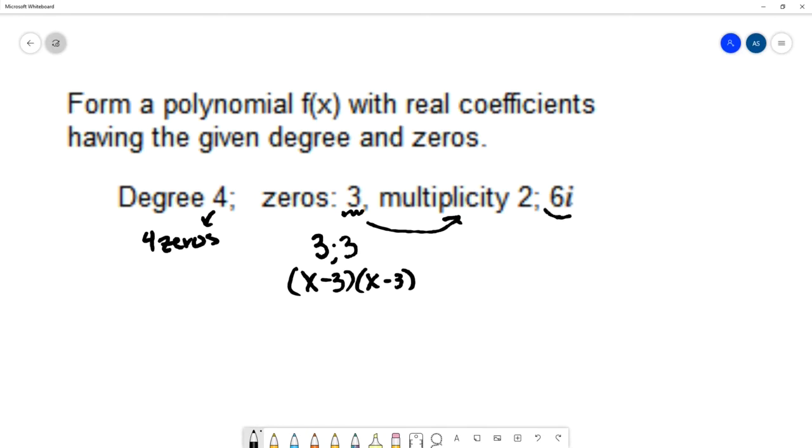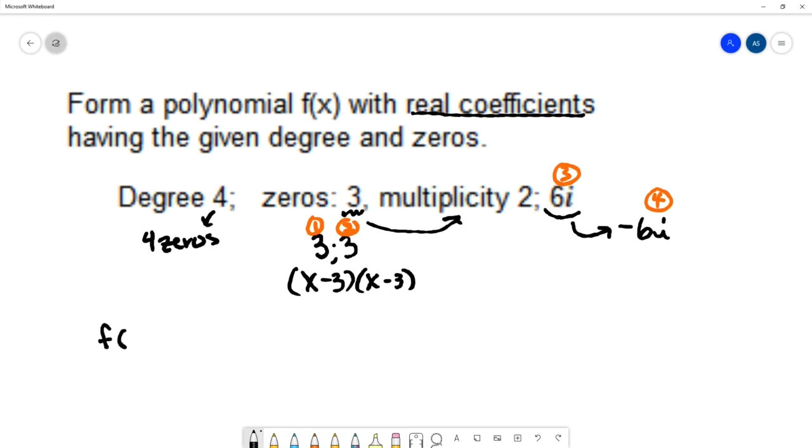And then we also have a 0 of 6i. Now this one has that complex 0. And with that complex 0, and the fact that this polynomial has real coefficients, we know that the conjugate, negative 6i, is also a 0. So this gives us our 4 zeros. We have the 2 repeated 3's, we have the 6i, and using the conjugate pairs theorem, I know I also have a 0 of negative 6i.